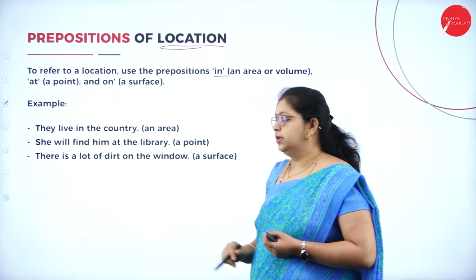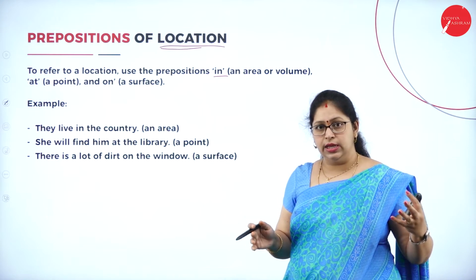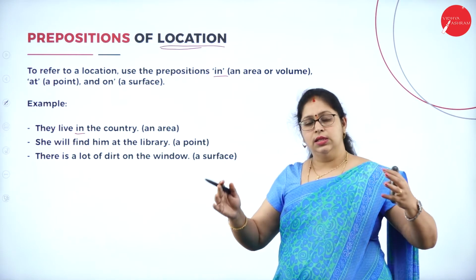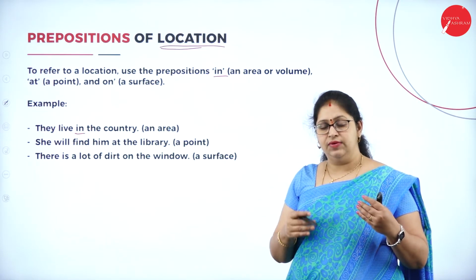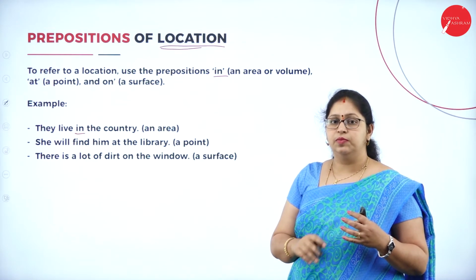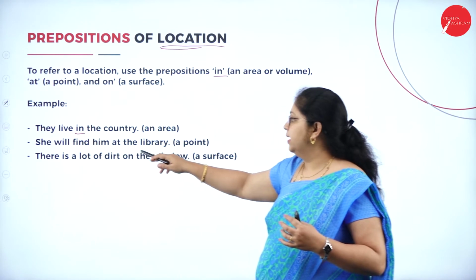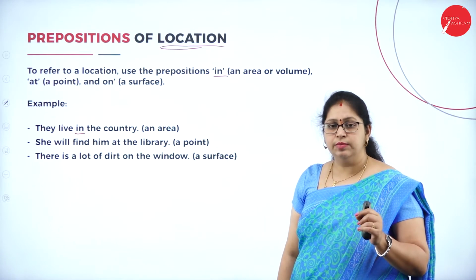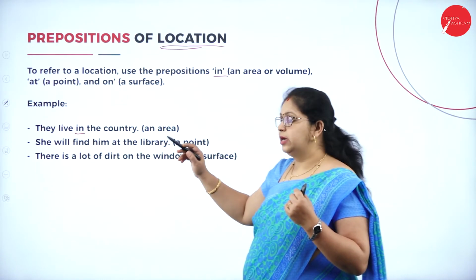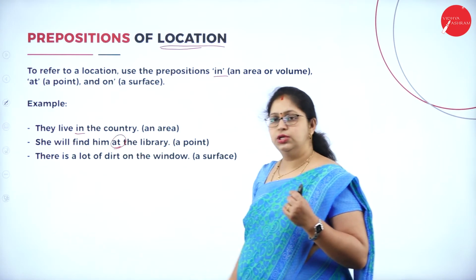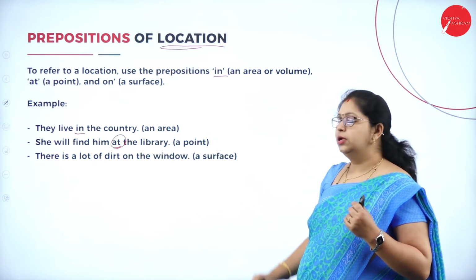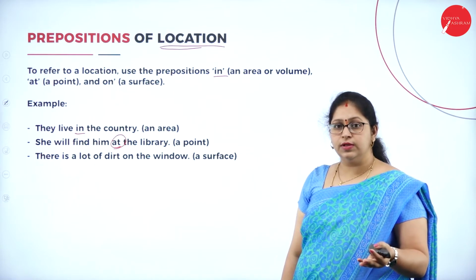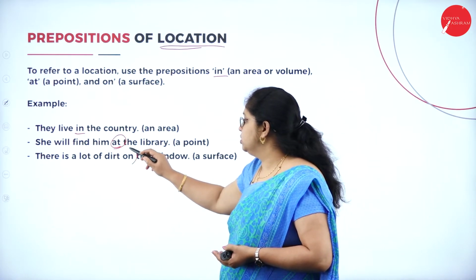They live in the country. See, a country is a vast area, right? So, we are using the preposition in. It is the big area, so in that country they are living. She will find him at the library. The point is very particular. Where shall he be found? He can be found at the library, correct? So, for that particular point, we are using the preposition at. There is a lot of dirt on the window. It is the surface, correct? What is the location? The location is the surface of the window. So, we are using the preposition on.